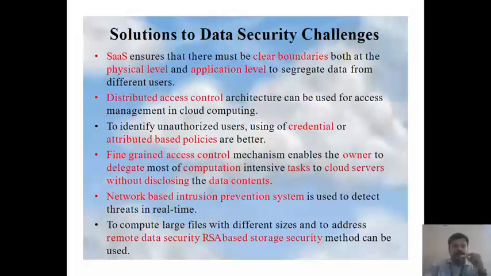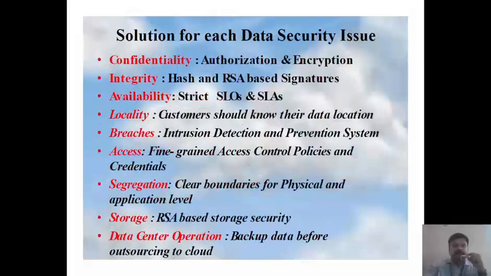When we talk about SaaS, that is software as a service, ensure that there are clear boundaries both at the physical level and application level to segregate data from different users. Distributed access control architecture can be used for access management in cloud computing. To identify unauthorized users, use of credential or attribute-based policies is better. Network-based intrusion prevention is used to detect threats in real time. So these are the solutions for each data security issue.